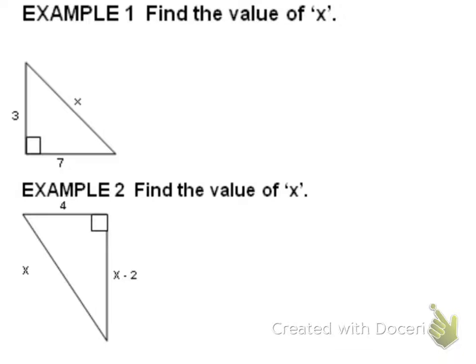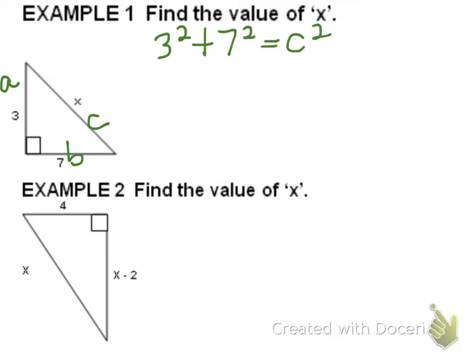Okay, so we're going to do this first example, and we're not going to do the second one. So this first example says, find the value of x. Okay, so I'm just going to label my triangle A, B, C. And I'm going to plug this in. So I've got 3 squared plus 7 squared equals c squared. And y'all, I know a lot of this you can do in your head.